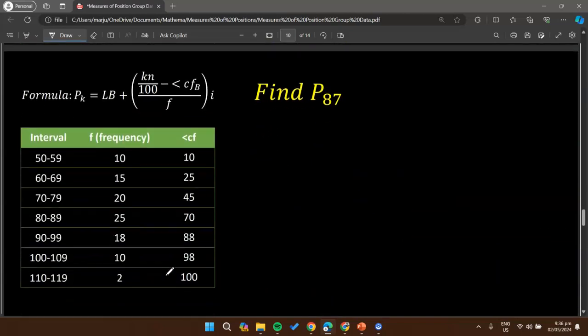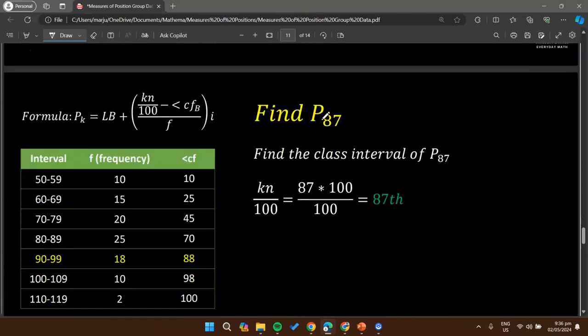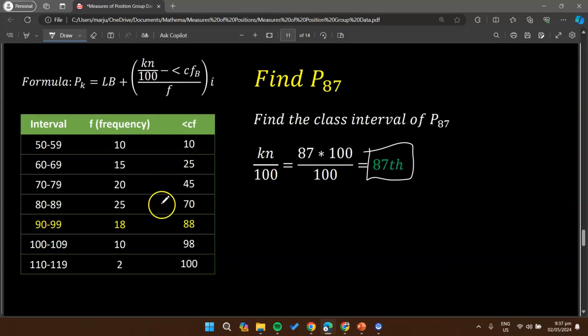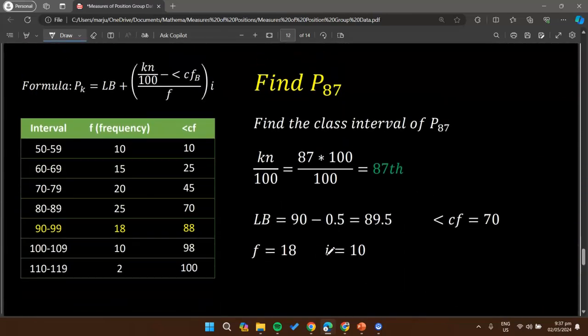What about the last one? We have here the 87th percentile. So again, same thing. We are going to identify our class interval. So we are going to do Kn over 100, which is 87 times 100 divided by 100. That gives you the 87th position. So meaning to say, look at your less than CF. Where can we find that? We can find it here. So our lower boundary now is 89.5.